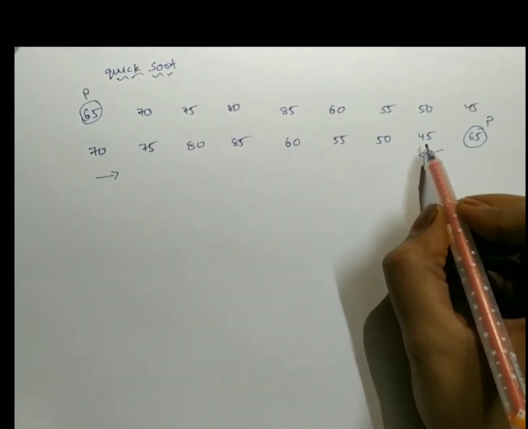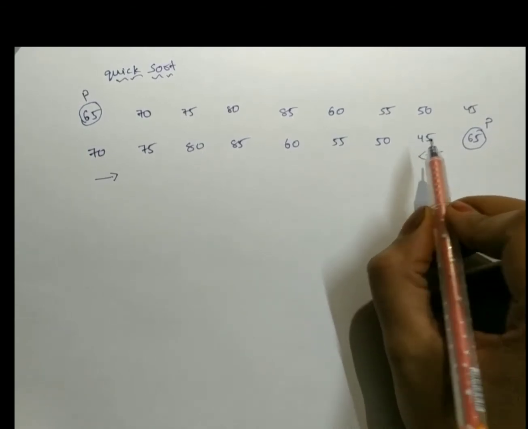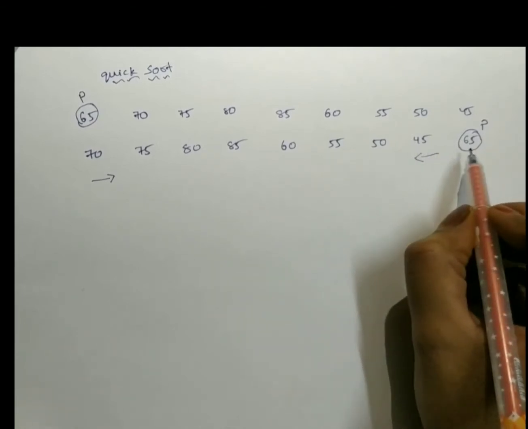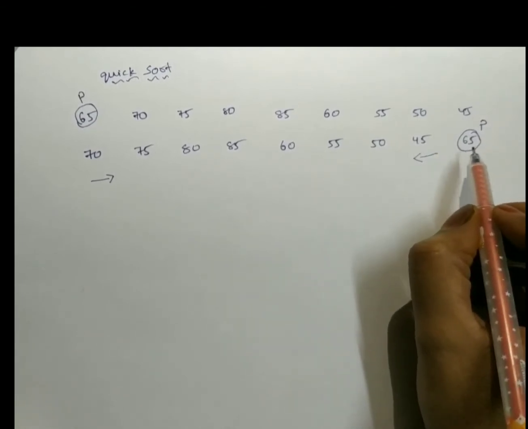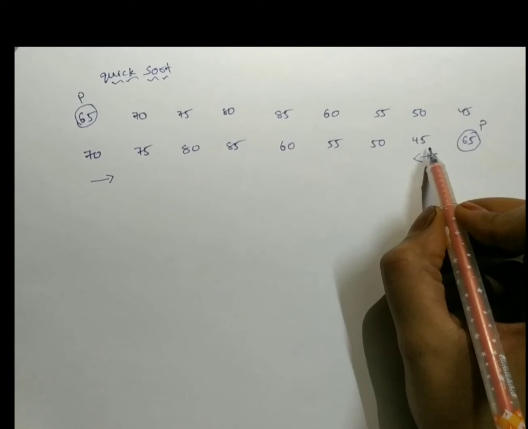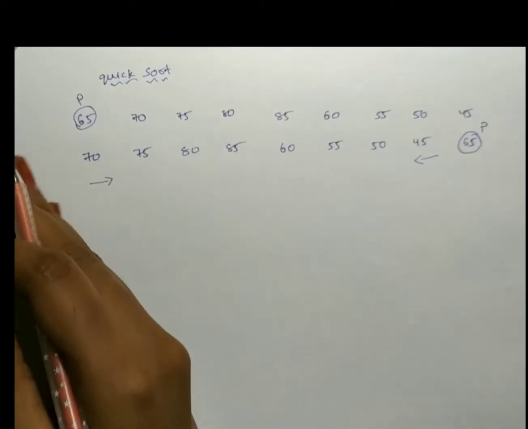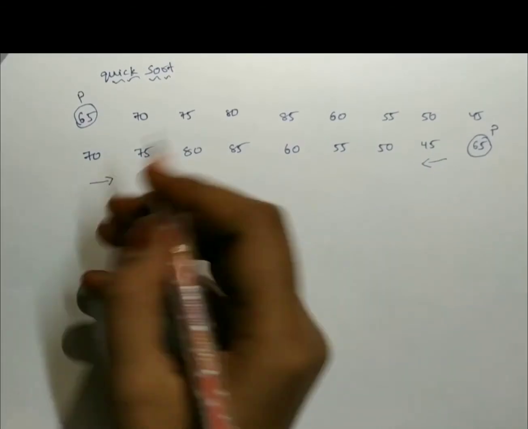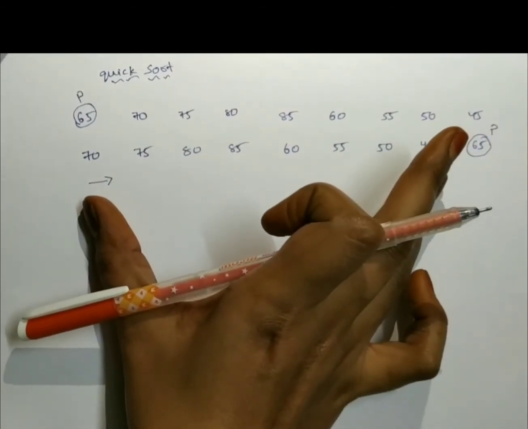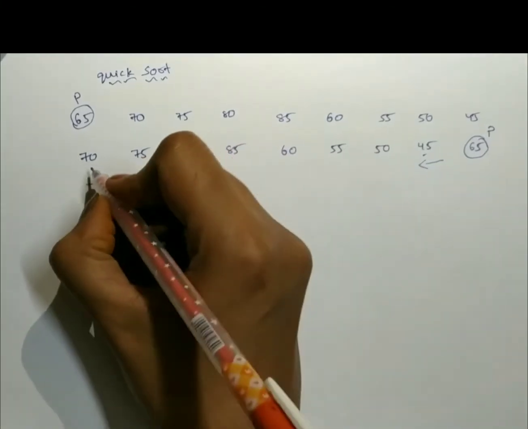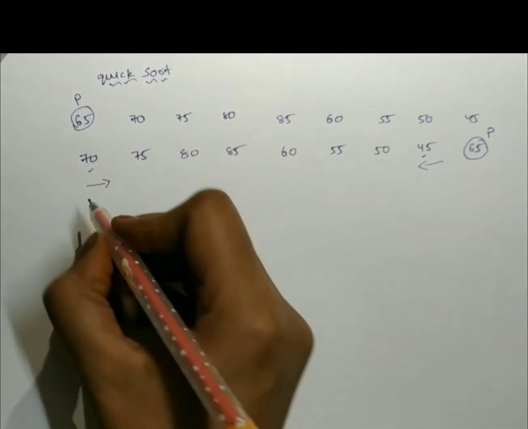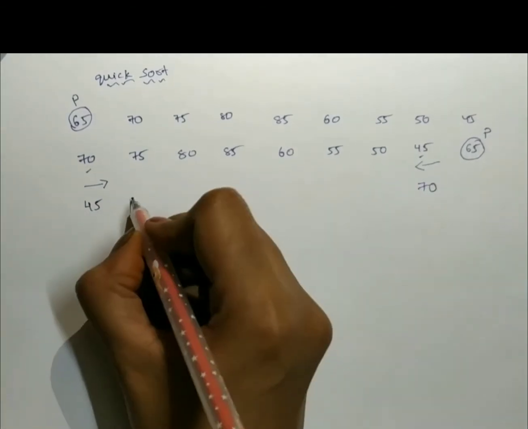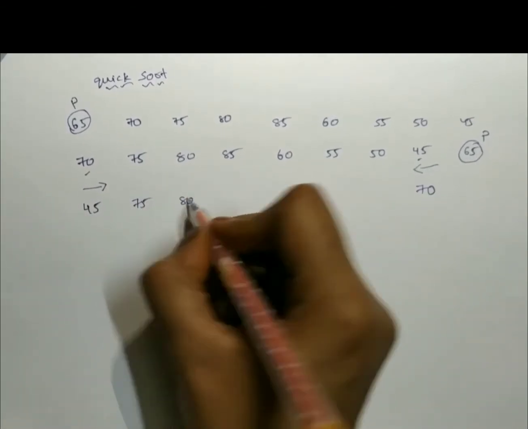45 is the first element present in the list, so 45 will be compared with the pivot element. Here 45 is smaller than 65, so I am considering this value. While moving from left to right, 70 is the first element we counted, so these two elements, 45 and 70, will be swapped, and the remaining elements will be placed as they are.